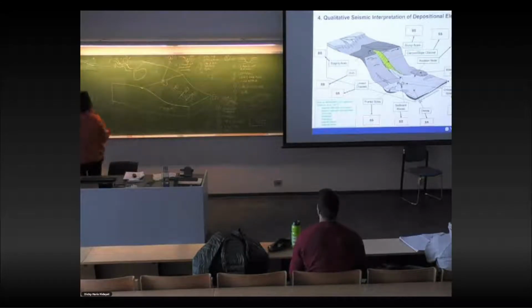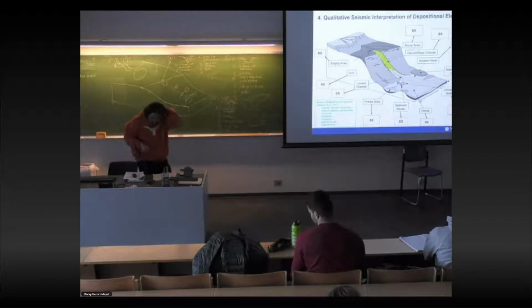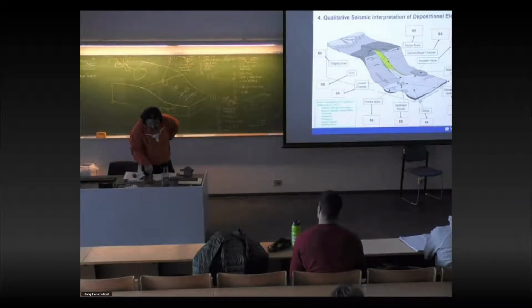So this is reflection termination, yeah. And then reflection configuration, you can say mounded shape. Or what, mounded, or they also call it fan.